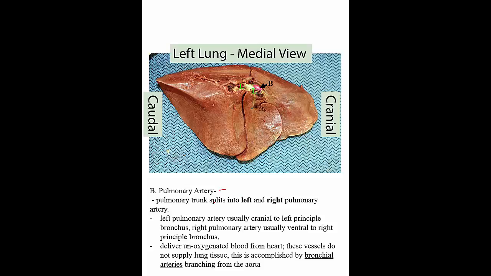Pulmonary artery: you started to go over this, and you'll go over this more with some parts of the app where you talk about where the blood goes to and from. The pulmonary artery splits into right and left pulmonary artery. So here you can see this is the pulmonary artery in the medial surface of the left lung. It's usually cranial to the left principal bronchus. The right pulmonary artery is usually ventral to the right principal bronchus. The pulmonary artery delivers unoxygenated blood from the heart, and these vessels do not supply the actual lung tissue itself. This is accomplished by the bronchial arteries branching from the aorta. But this is blood coming to the lung from the heart to be reoxygenated.